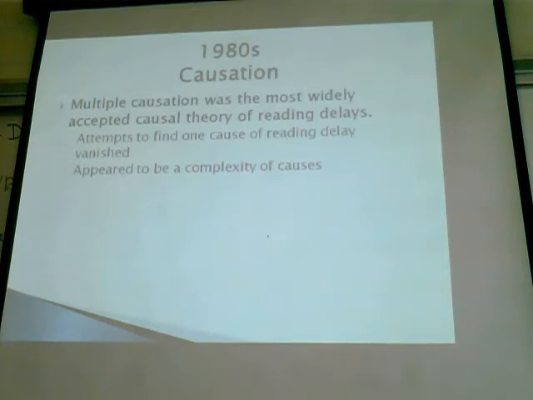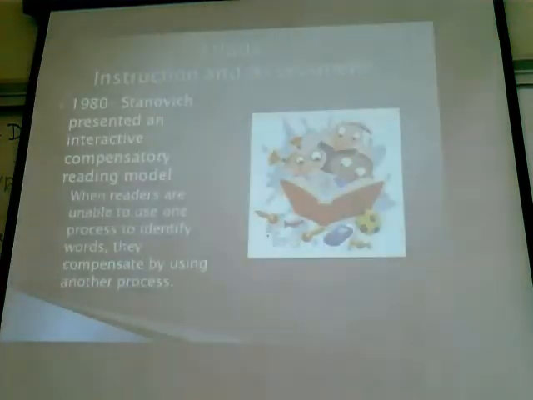In the 1980s, multiple causation was the most widely accepted causal theory of reading delays. Earlier work had attempted to find one cause. The attempts to find one cause of reading delay vanished, and it appeared to be a complexity of causes that cause reading delay.